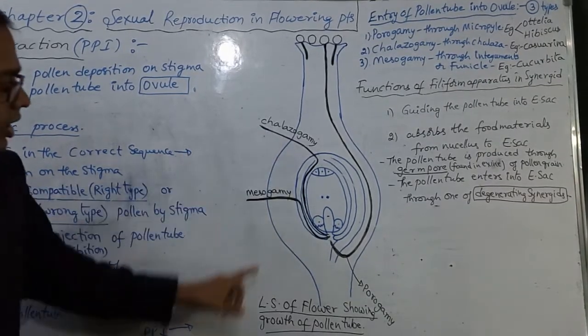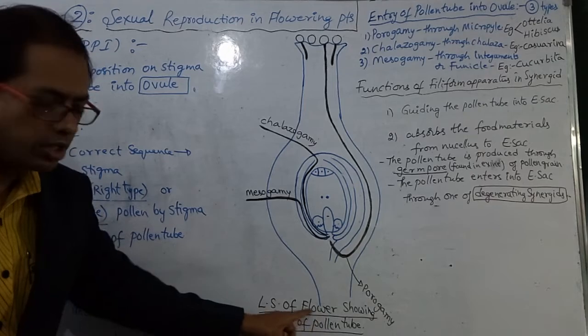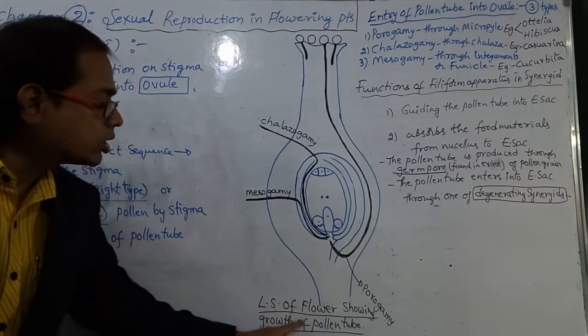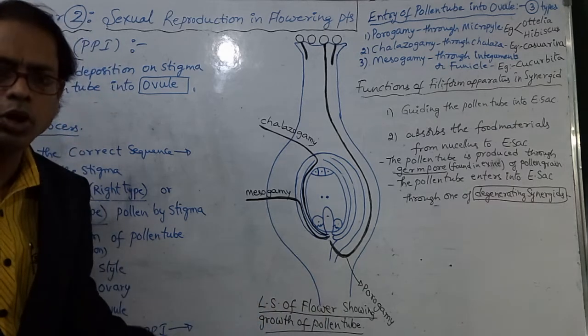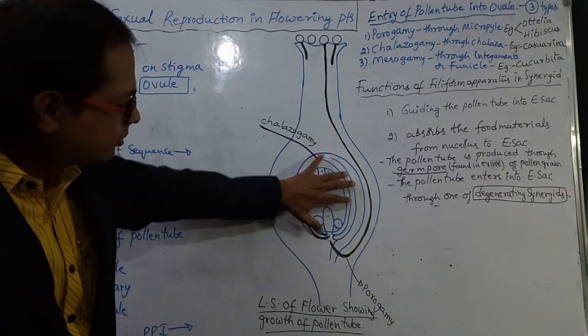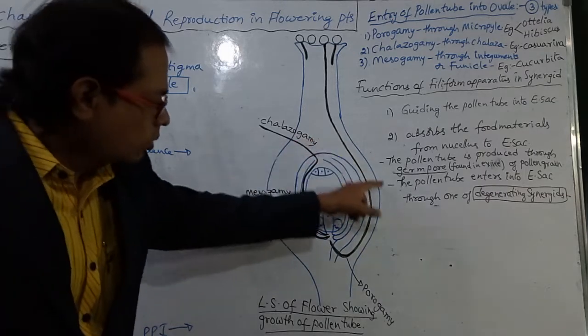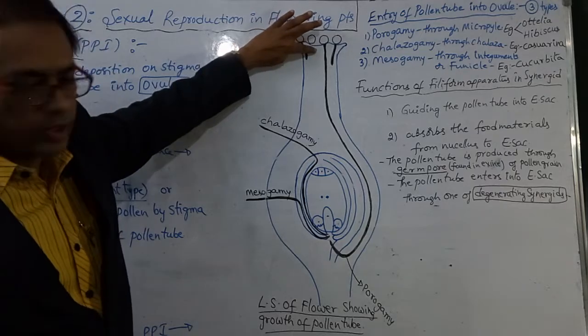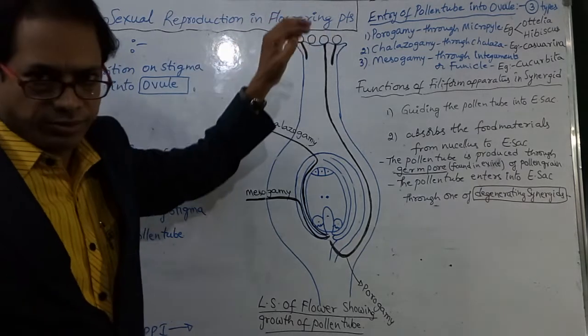See, this is LS of flower, that is longitudinal section of flower showing growth of pollen tube. See, this is the ovule. This part is ovary, style and stigma. These are the pollen grains.